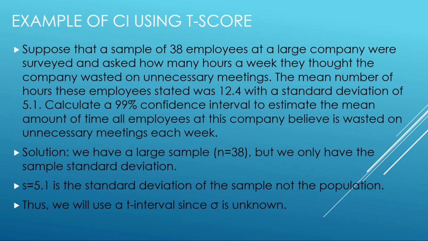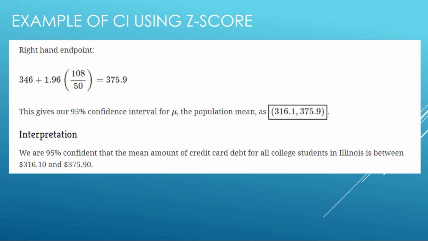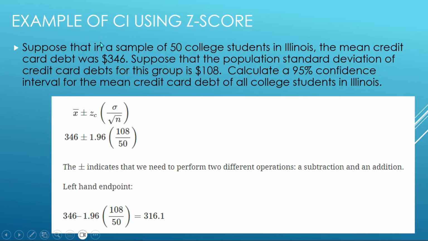To estimate the mean amount of time all employees at this company believe is wasted on unnecessary meetings each week. Now, here you can see that this standard deviation given in the example is 5.1, but it is the standard deviation of the sample, not the population. So we cannot use z-score over here, because this standard deviation is not the standard deviation of the population.